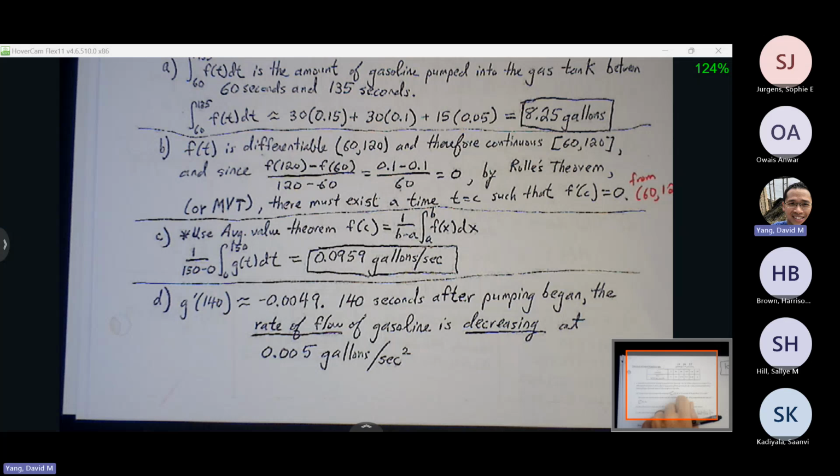Should we get rid of the negative sign if we already said decreasing? Yeah, we probably should get rid of the negative sign. I probably won't take off any points for that, but the College Board may. Okay, any questions with number 1? Okay, next.